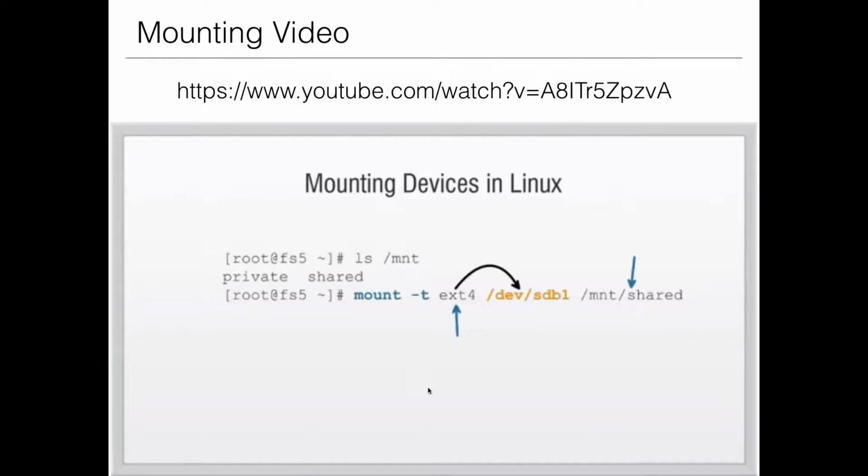In this case, I'm mounting it in a directory called /mnt/shared. You can see that in my /mnt directory, I already have a directory named shared. That way, when I switch to the shared directory, what I'm really doing is switching to this partition, the first partition on the second hard disk in the system.